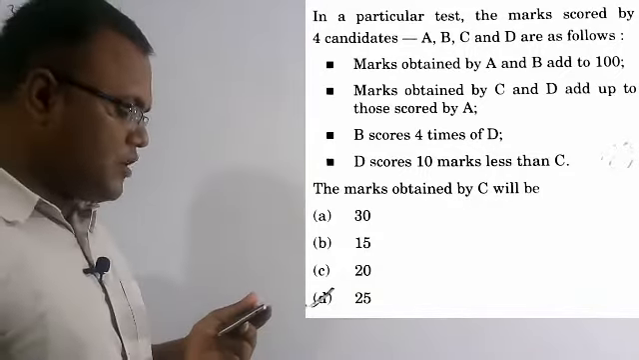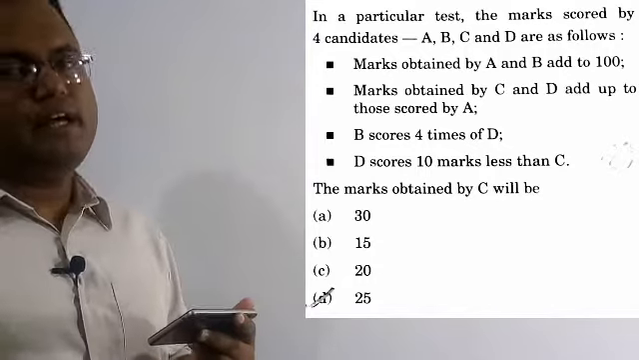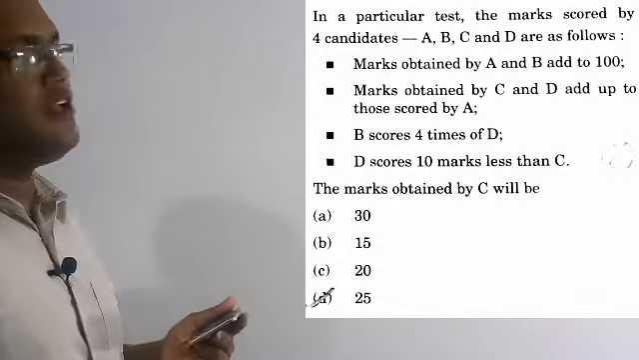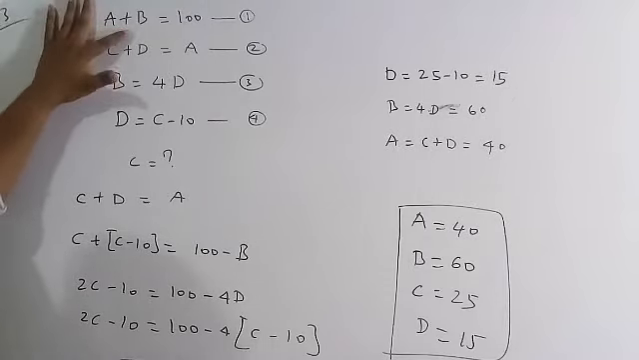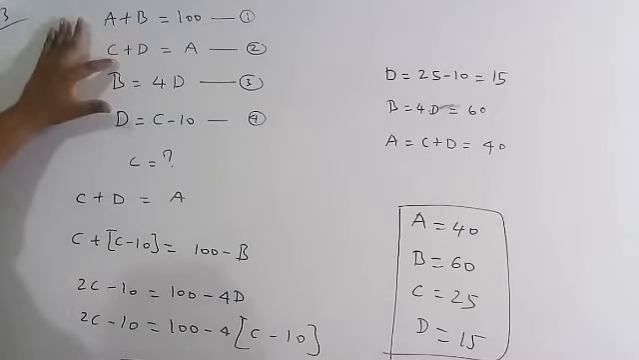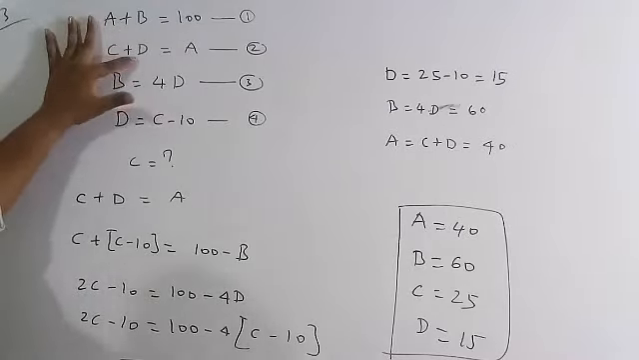So out of the 4 options, option D, 25 marks, is obtained by the person C. So let's solve this numerical. In this question, I am going to assume A is the number of marks scored by the person A, B is the number of marks scored by the person B, C is the number of marks scored by the person C, and D is the number of marks scored by the person D. So by using this we are going to solve this numerical.